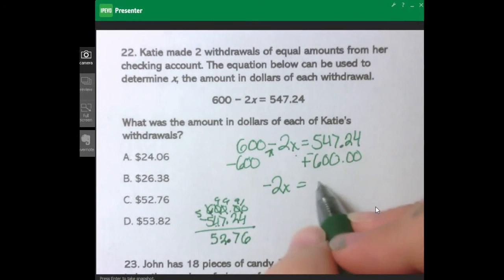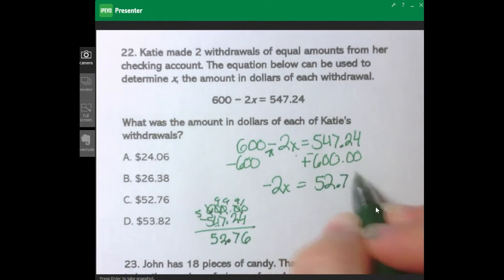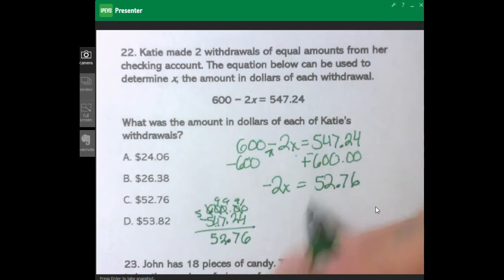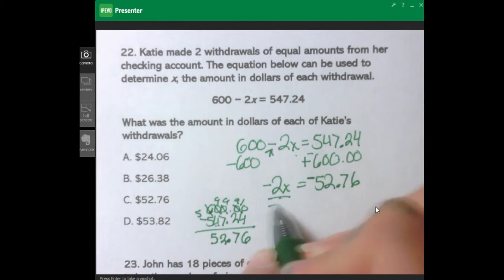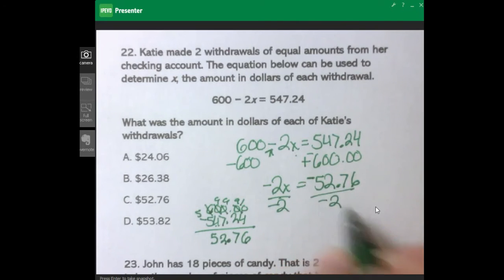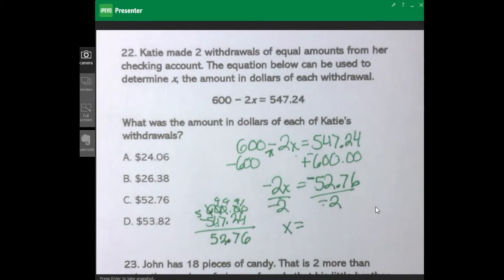So here on the right side, I get 52.76. But it's negative because 600 is bigger. And 600 is negative. Now, we're going to continue to get this variable by itself. Negative 2 times x. So I'm going to divide both sides by negative 2. Don't want to forget that sign. So we get x is equal to negative 52.76 divided by negative 2. We know a negative divided by a negative is a positive. So my answer is going to be positive.